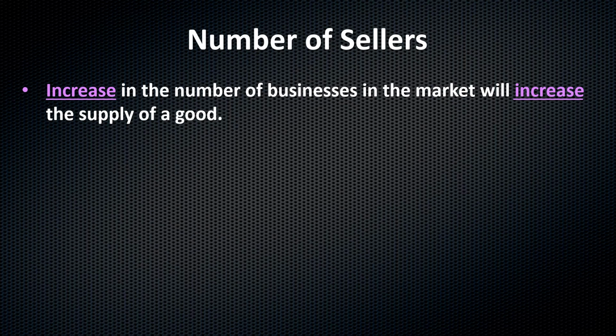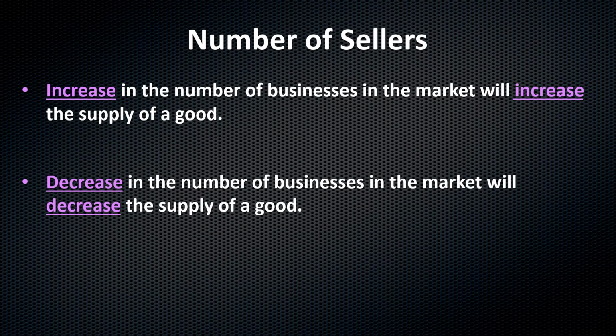If the number of sellers increases, the number of businesses in the market will increase the supply of goods. So if I had one McDonald's and now I have 3 McDonald's, I will have so much more McDonald's. A decrease in the number of businesses in the market will decrease the supply of a good. If I had one McDonald's and now I have no McDonald's, that decreases the goods.